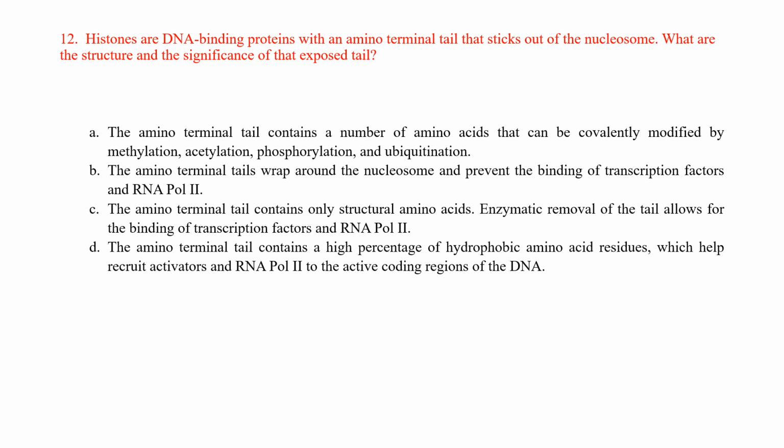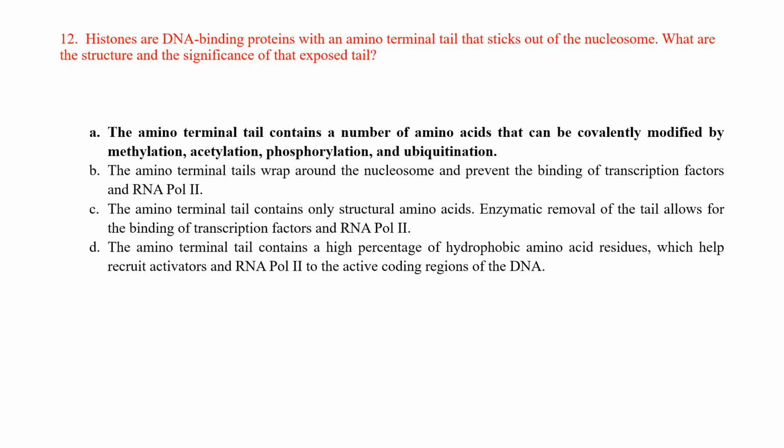Or letter D, the amino terminal tail contains a high percentage of hydrophobic amino acid residues, which will recruit activators and RNA polymerase II to active coding regions of the DNA. The answer is A. The amino terminal tail contains a number of amino acids that can be covalently modified by methylation, acetylation, phosphorylation, or ubiquitination. Very simply, that is the sole purpose for these particular amino terminal tails. So very simply, this helps regulate the different areas of either transcriptional activation or repression.